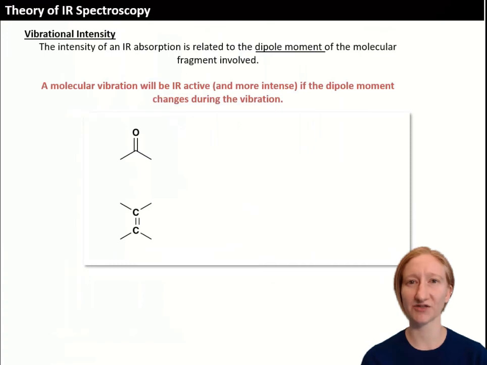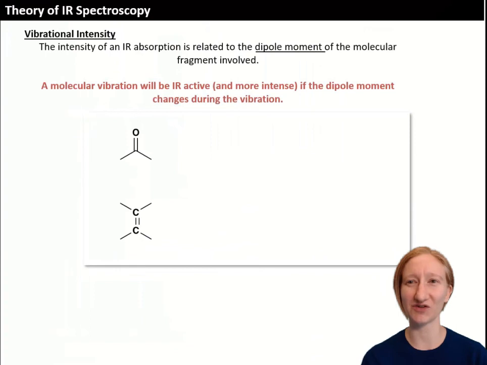And in IR spectroscopy, that intensity is a function of the dipole moment of the molecule. And more specifically, a molecular vibration will be IR active. It will show up in the IR and be an intense band in the spectrum if the dipole moment changes during the vibration. So what does that mean?